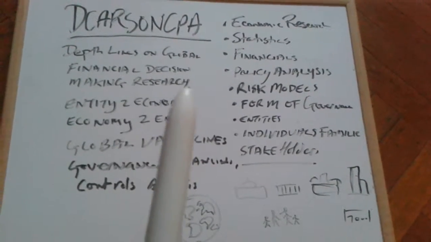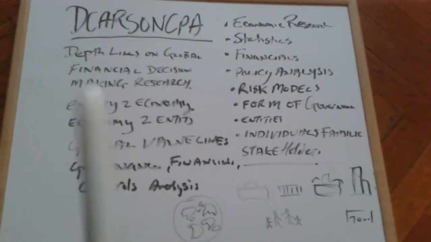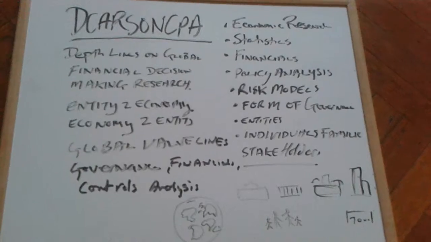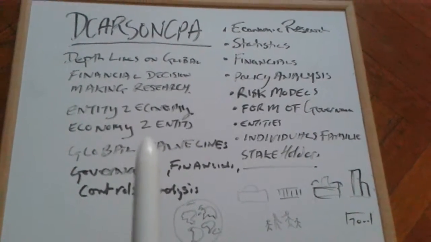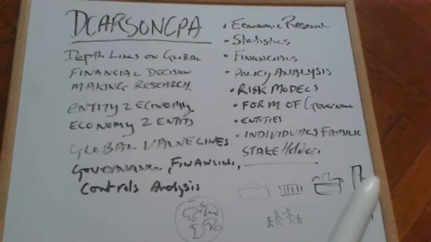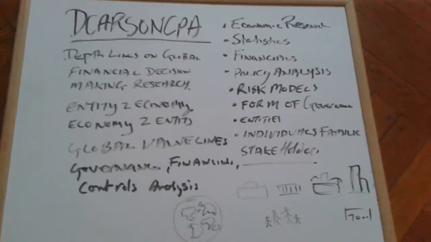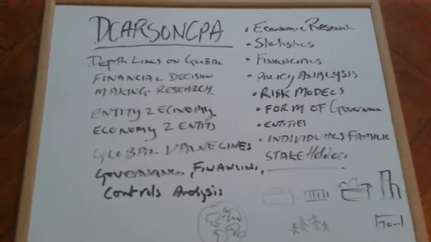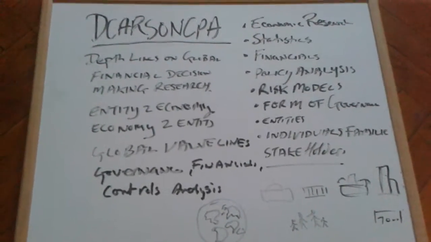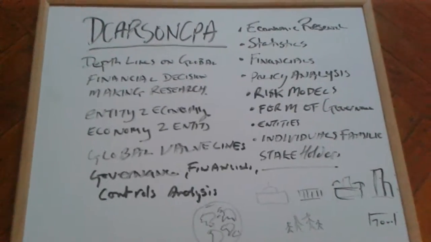The DCarsonCPA lines are our lines of research. They're depth lines in global financial decision-making research. They encompass entity to economy lines and economy to entity. That's to look at the entity and how it connects to the economy. So not just to think of the financials from a unidimensional standpoint, but to think about what they mean in relation to an entity, a market, a sector, a product, and those types of things.